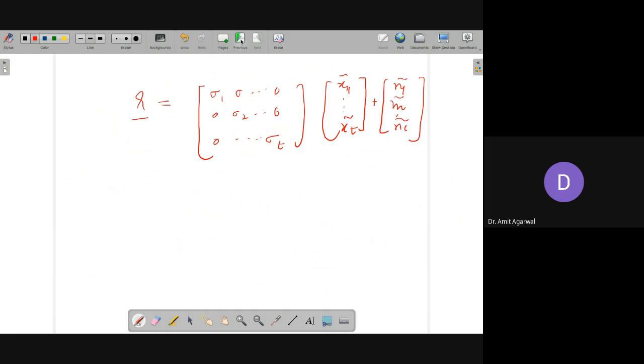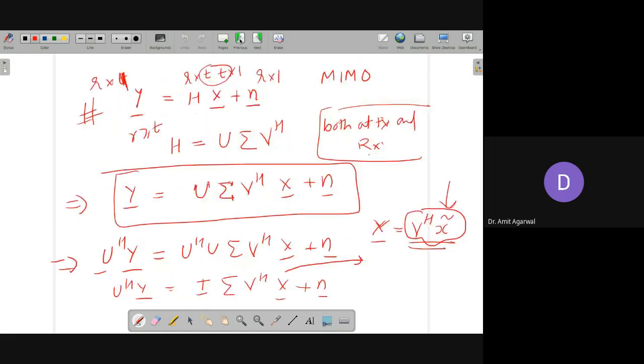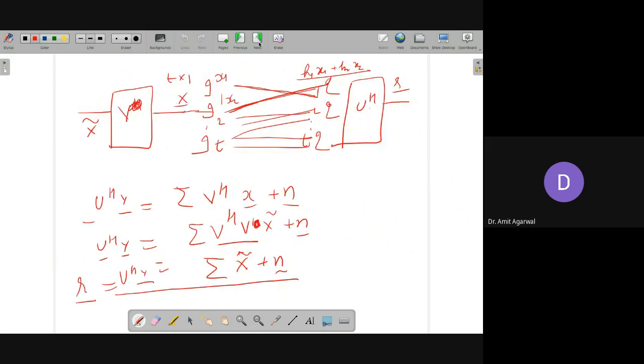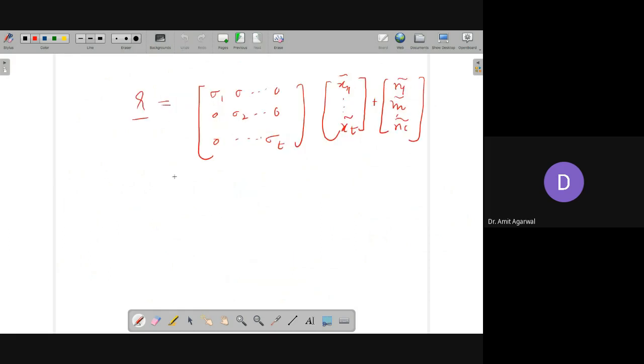Why am I taking tilde here? Because I have also multiplied. I just forgot, because when you multiply your y with U Hermitian, you have to also multiply the noise with U Hermitian. So this is your new n tilde. And this is yours. See, now you have your R1 as sigma 1 x1 tilde plus n1 tilde. R2 is sigma 2 x2 tilde plus n2 tilde. Up to sigma t xt tilde.